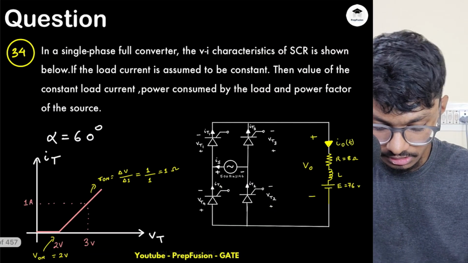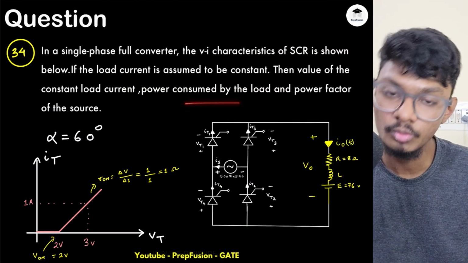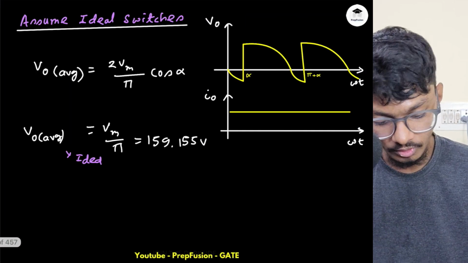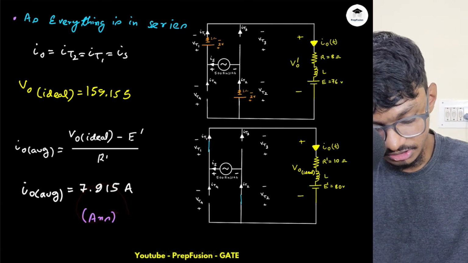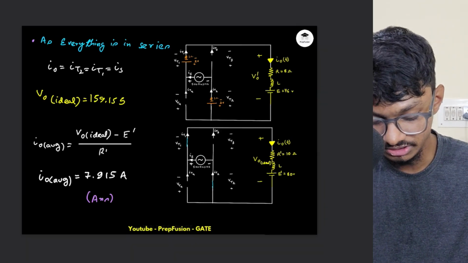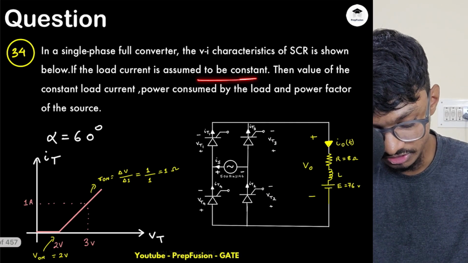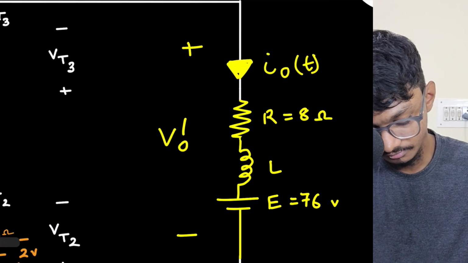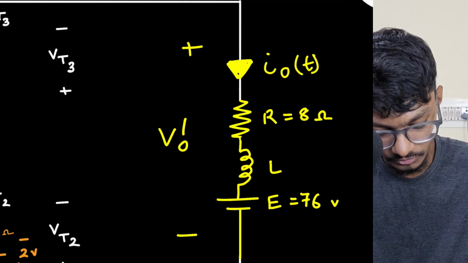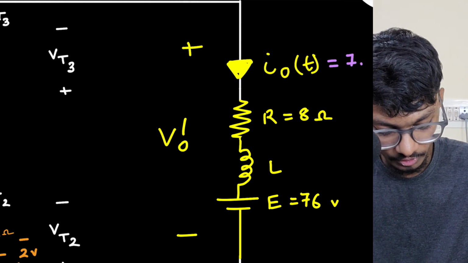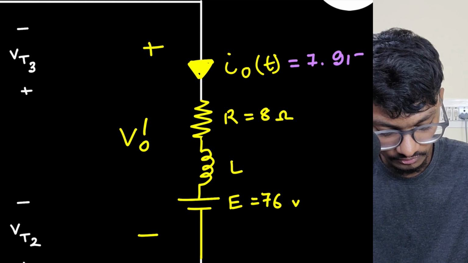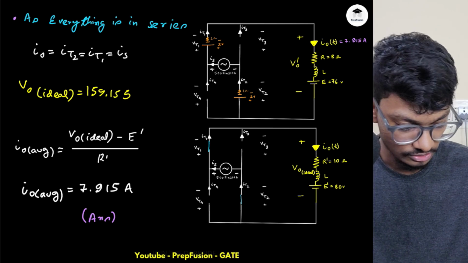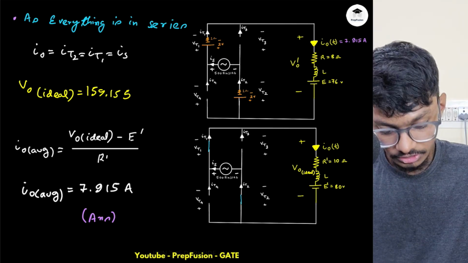But what about the power consumed by the load? What is the power consumed by the load? So here I have computed my IO average. So this IO will also be equal to this, because what have they told to assume? They have told me to assume that the current is constant. So this current will also be equal to 7.915 amperes.